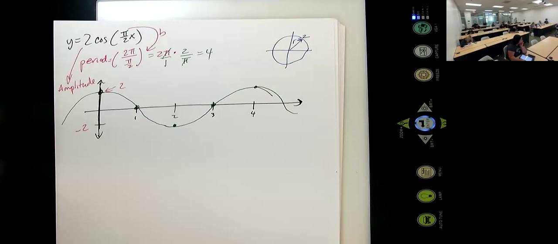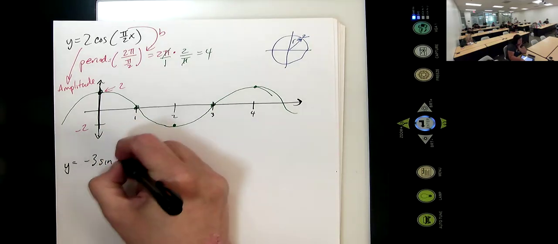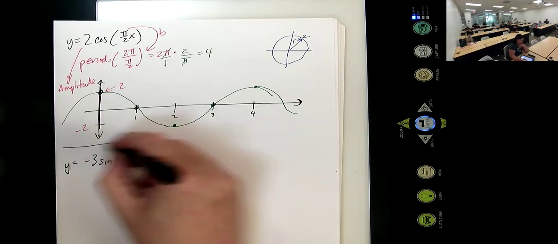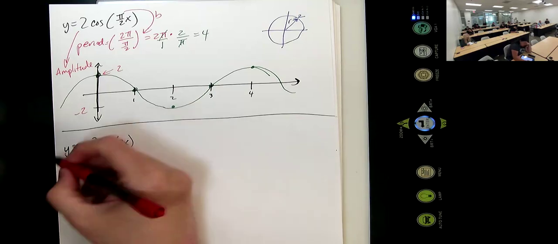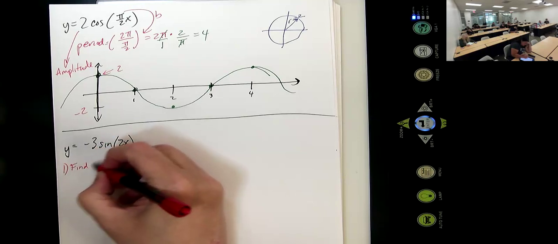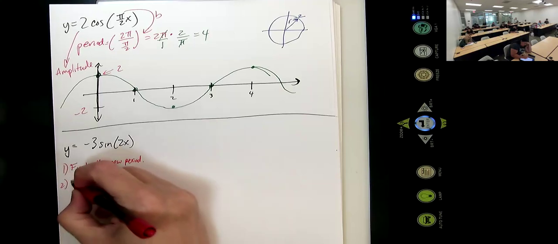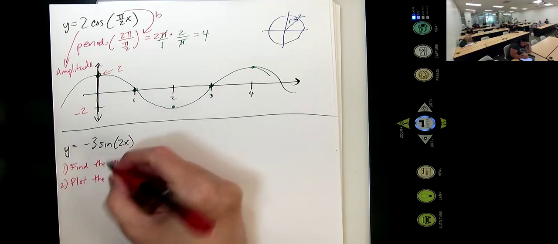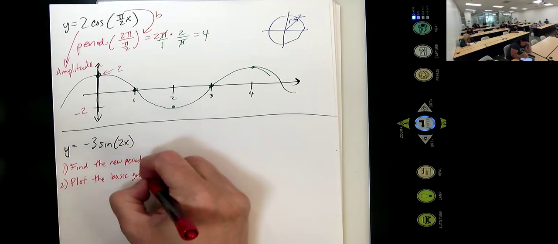Let's have you do one more before we take a break. Y equals -3 sine of 2x. And if you notice, what we did from the beginning, from the steps, is find the new period, plot the basic graph, adjusted by amplitude.